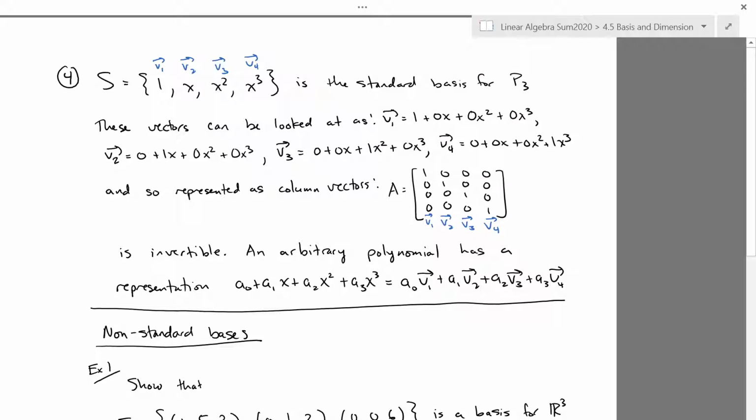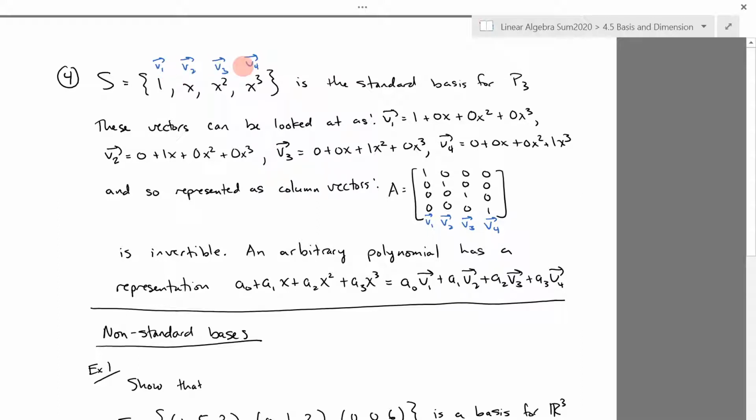Here we look at the vector space of polynomials of degree less than or equal to 3. So in this vector space, we take as the basis vectors these particular polynomials, which are just the powers of x, right? So this is x to the 0 power, which is just 1. This is x to the first power. This is x to the second power. And this is x to the third power.